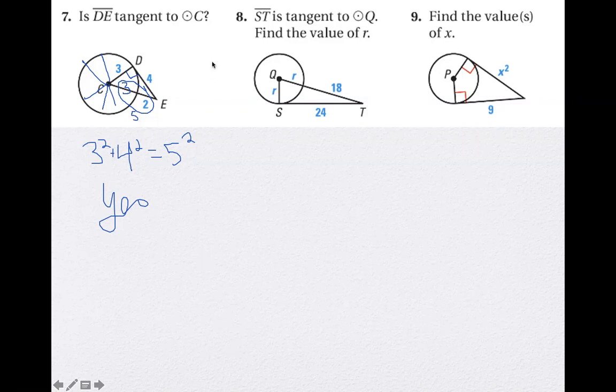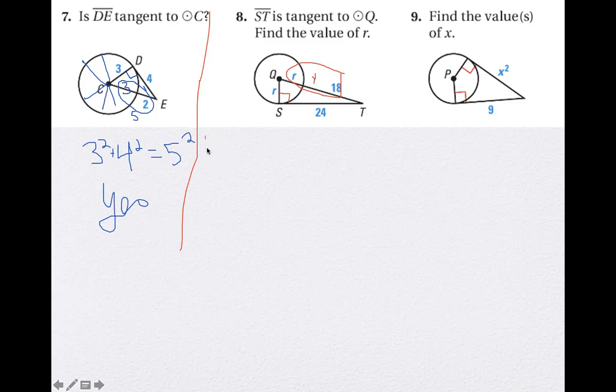Okay, so let's draw a line. Let's do a different color for 8. ST is tangent to circle Q, and they want me to find the value of R. Okay, so this is where I'm going to do Pythagorean theorem. This is your right angle. So this here's your hypotenuse, which would be R plus 18.